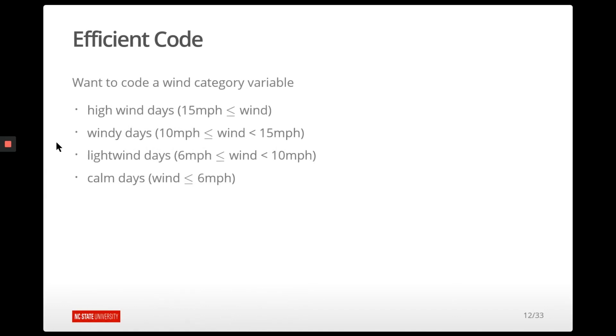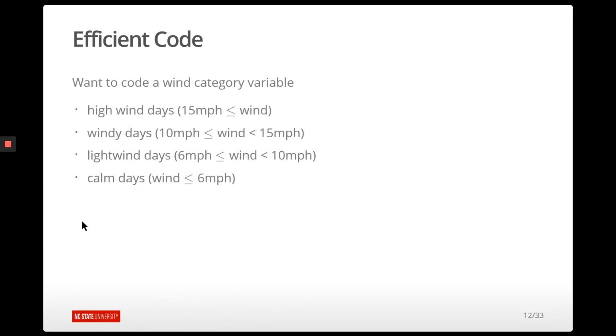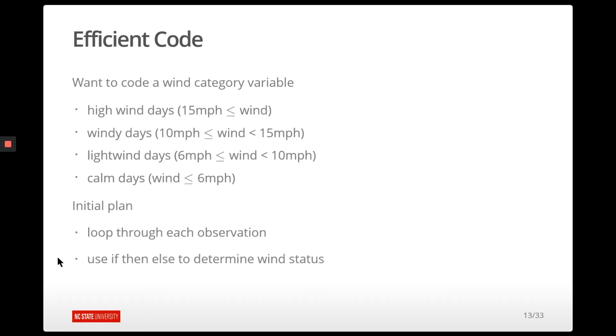And so what we might want to do would be, say, create a wind category variable. We might define the categories for this wind variable as you see there. So a high wind day would be if the wind was greater than or equal to 15 miles per hour, a calm day if it's less than or equal to 6, so on and so forth. One idea would be to loop through every one of these wind values, check the if conditions that you see here, and assign the appropriate value to the new variable. Okay, so that might be your initial thought.